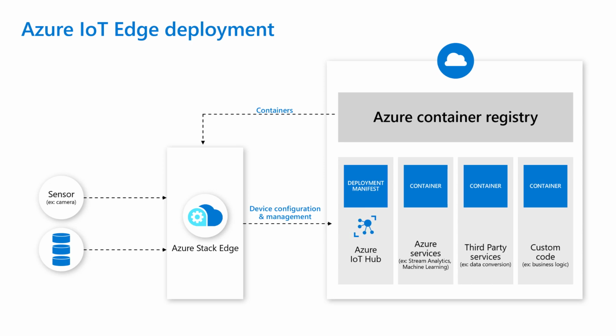The deployment manifests and the other containers, and you can pull things like Azure IoT Hub, some other Azure services like Stream Analytics, Machine Learning, and if you want any other third-party service like data conversion, and if you have custom code, that also you can deploy. So you pull the containers that contain the Azure IoT Edge deployment from the Azure Container Registry, and you send back the device configuration and management information back to Azure.